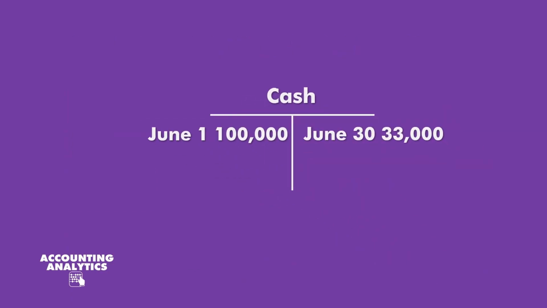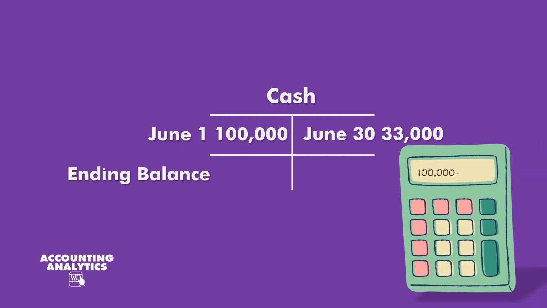Now, if we want to determine the balance or the ending balance in a T account, we compare the left and the right side. The ending balance will go on the larger side, here the debit side. We subtract the smaller number from the larger, or 100,000 minus 33,000, and we get an ending balance of 67,000.